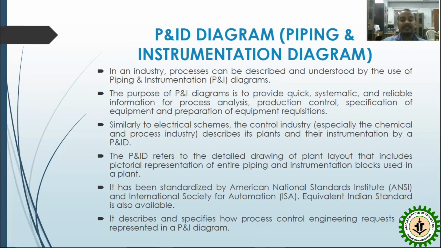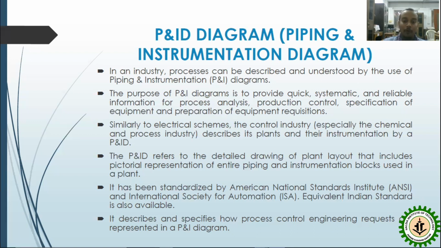A very good example is given in point number 3: it is very much similar to the electrical scheme. If we think about an electrical circuit, we can easily identify by the symbolic representation that it is a voltage source or a current source, a resistor, a capacitor, or an inductor. So using the symbolic representation, we can identify all the things in electrical circuits. So the control industry, especially the chemical and process industry we are talking about, describes its plant and their instruments by a P&ID.